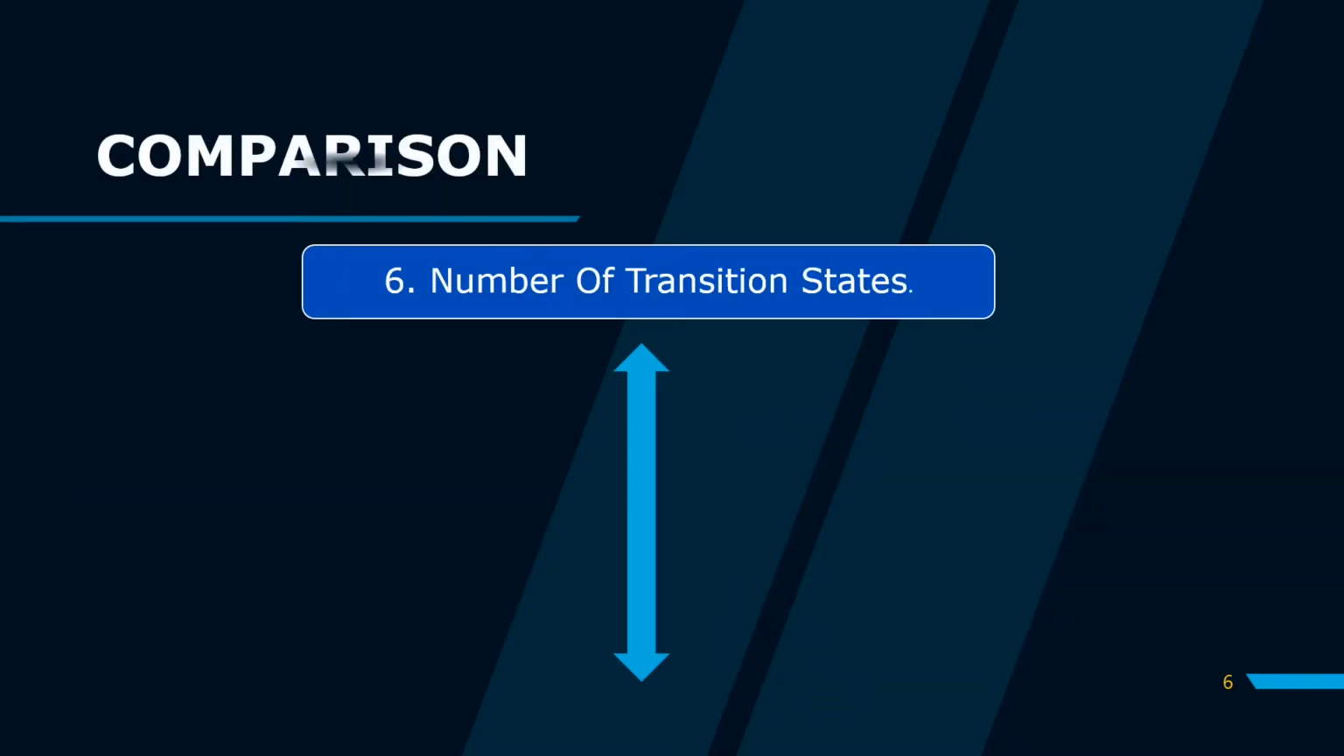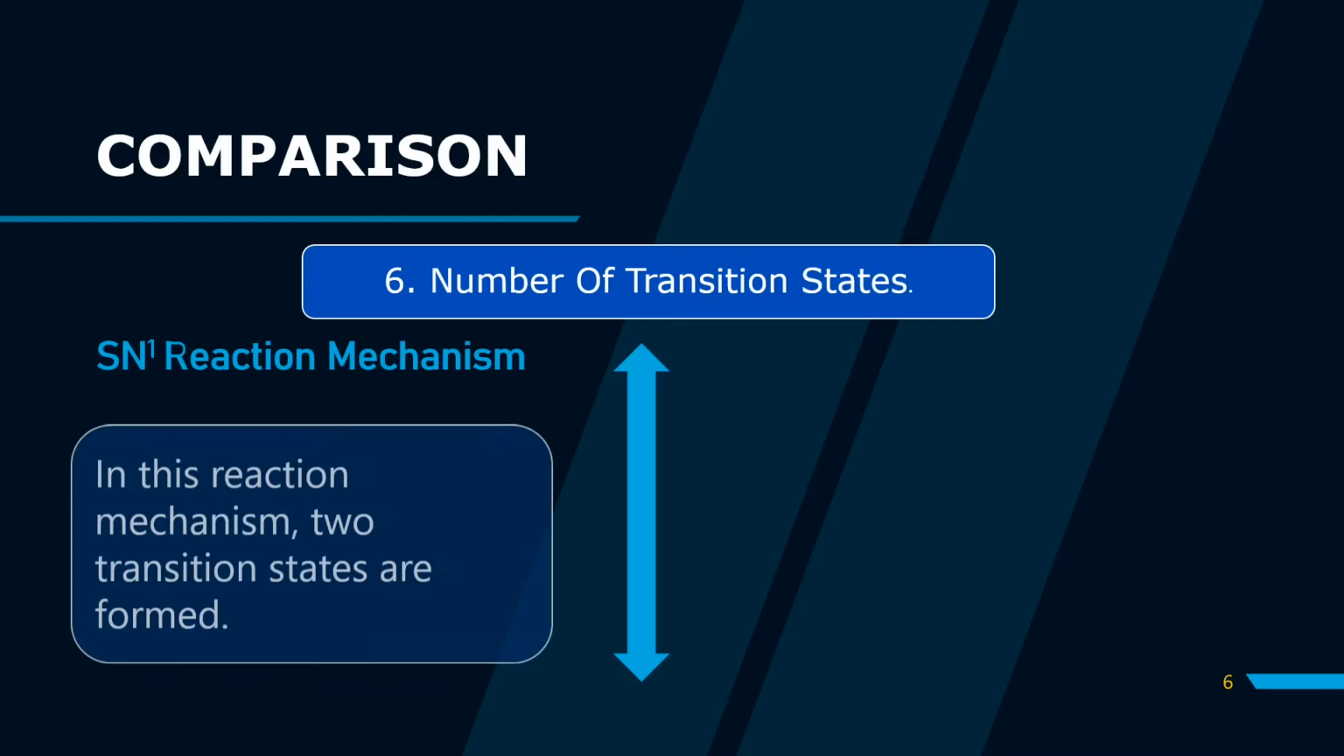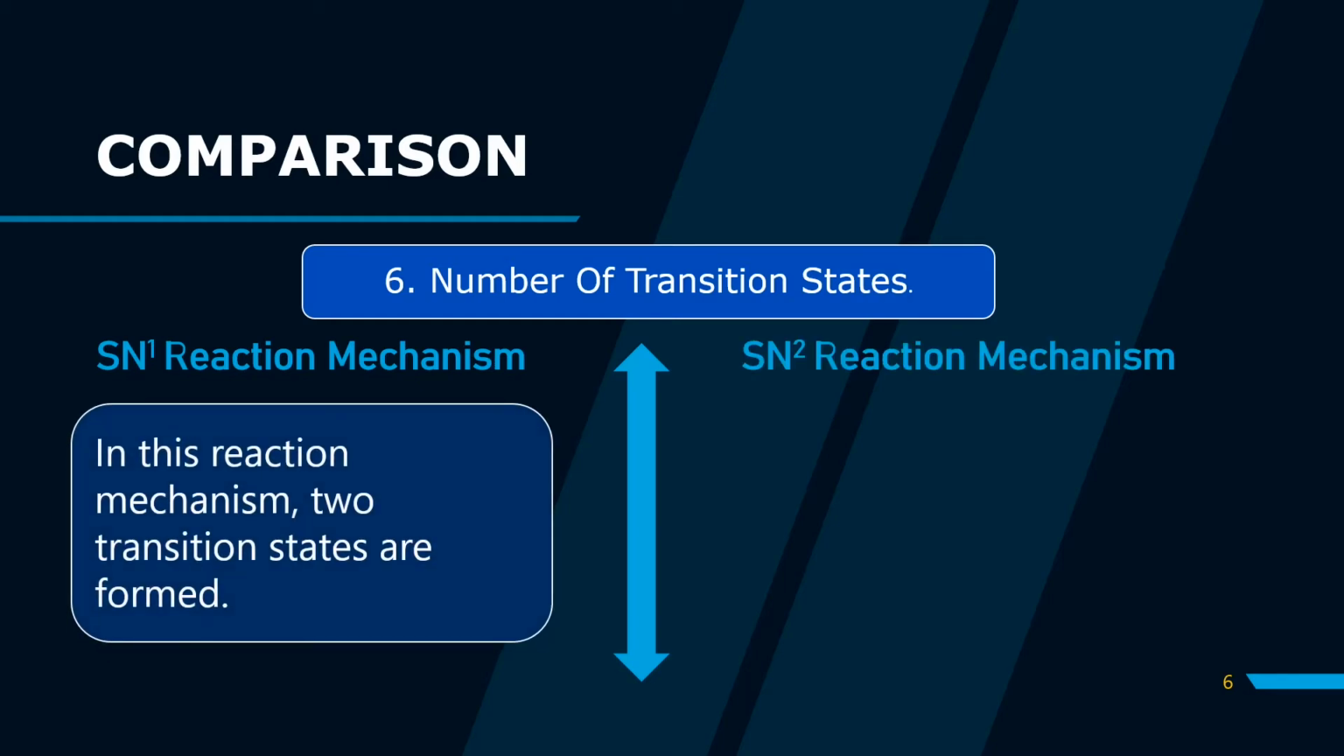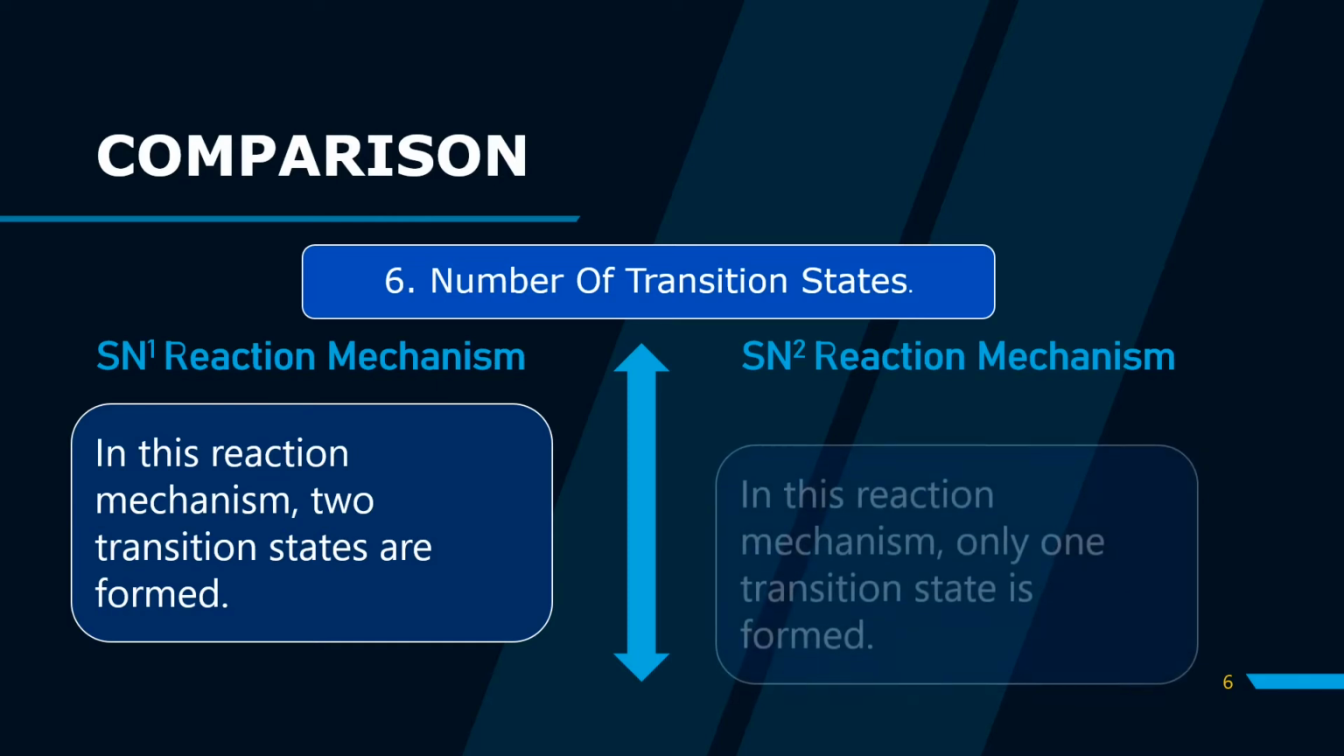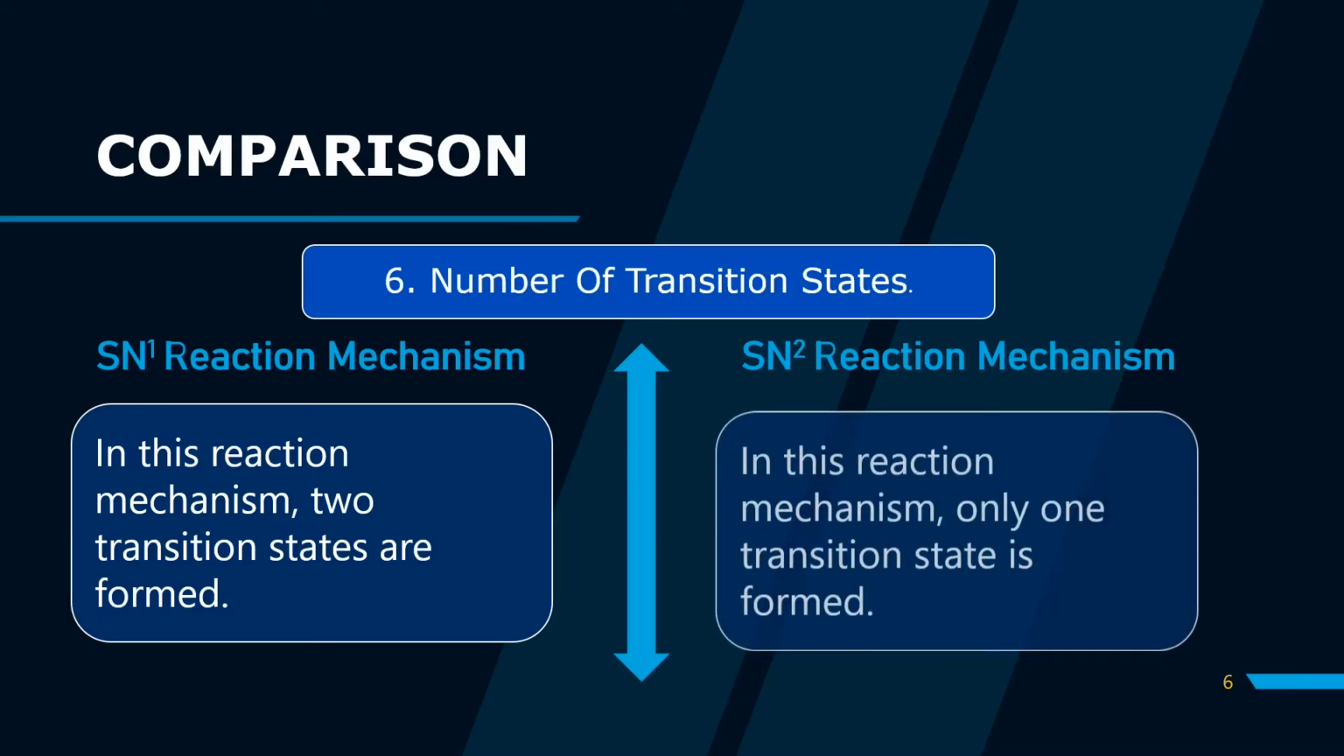Now the sixth difference on the basis of the transition states. For the SN1 reaction mechanism, two transition states are formed. For the SN2 reaction mechanism, only one transition state is formed.